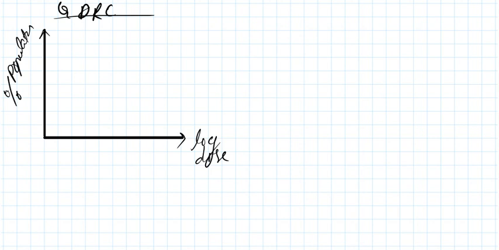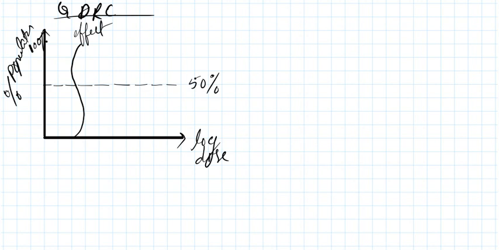Now the dose at which the drug shows effect in 50% of the individuals. So this is 50% of the individuals, right? This is 100% of individuals. This is 50% of the individuals. The dose at which the drug shows effect in 50% of the individuals is called the effective dose.